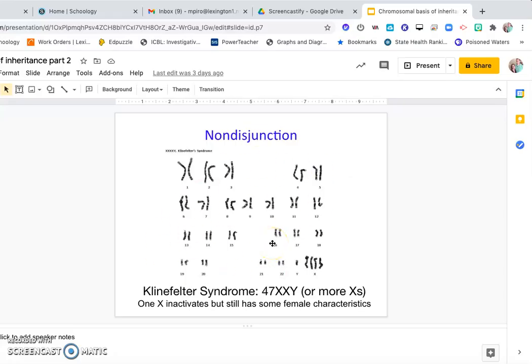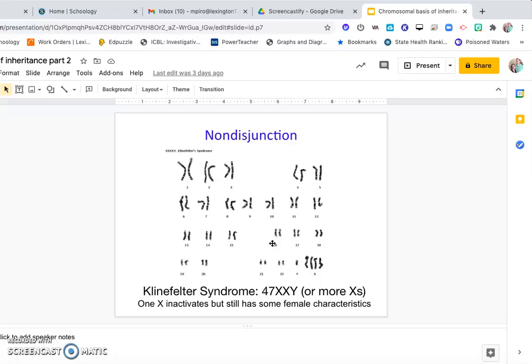Now, something like sickle cell, where it's simply a substitution mutation where one letter was changed, you're not going to see that on a chromosome because it's not changing the shape or structure of the chromosome. And so karyotypes can be used to diagnose chromosomal mutations, but not gene mutations.